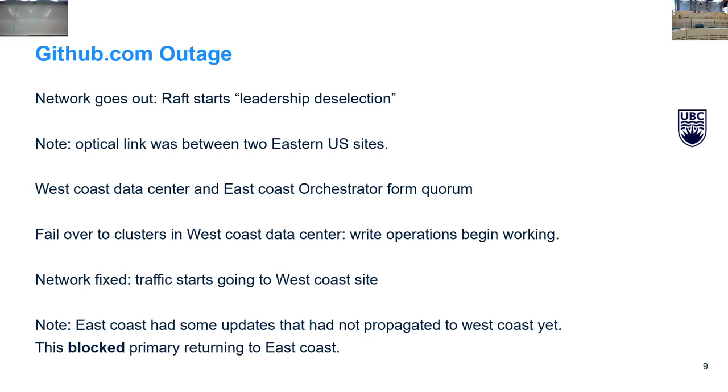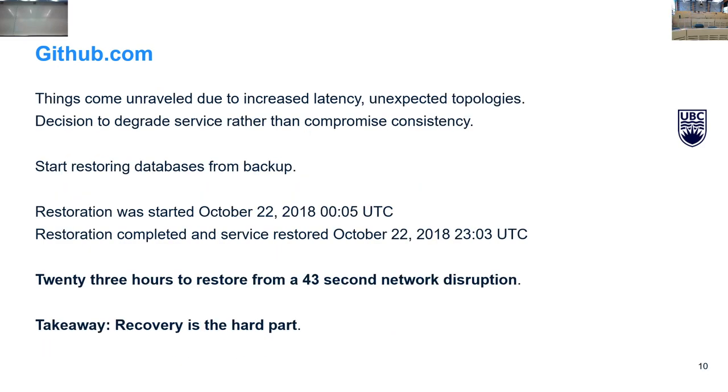And one of the reasons this happens is because most of the time we don't have partitions. Most of the time we don't have to worry about this. So most of the time what we do is we focus on making things faster. And in making them faster, we compromise correctness. Things start to come unraveled because there are increased latencies. The topologies have never been tested before because they haven't tried this kind of a failover previously. And they decided ultimately to degrade their service offering rather than to compromise consistency.